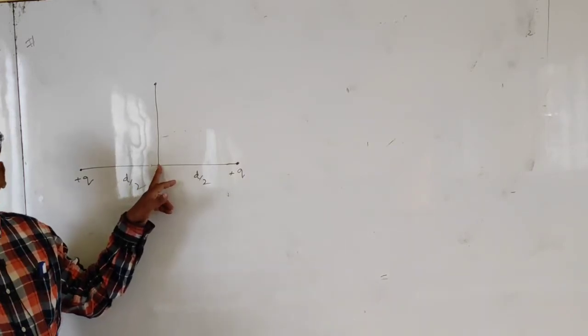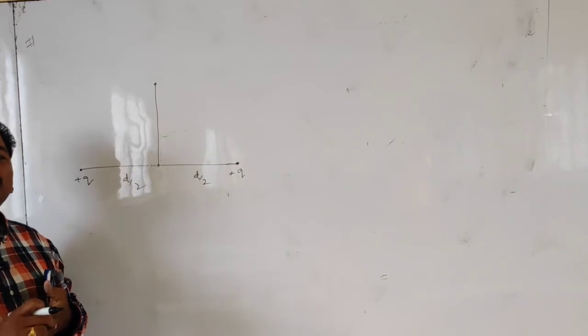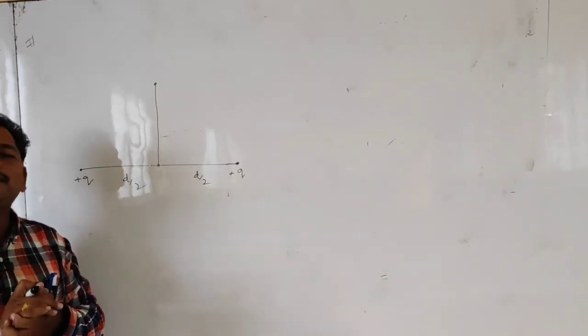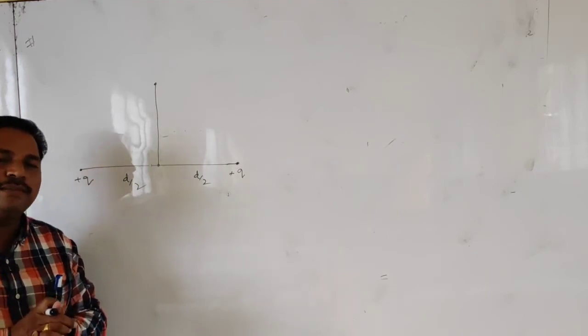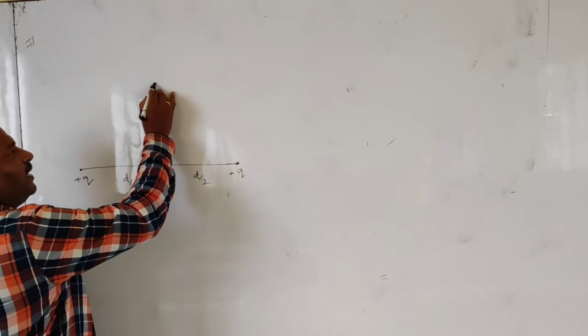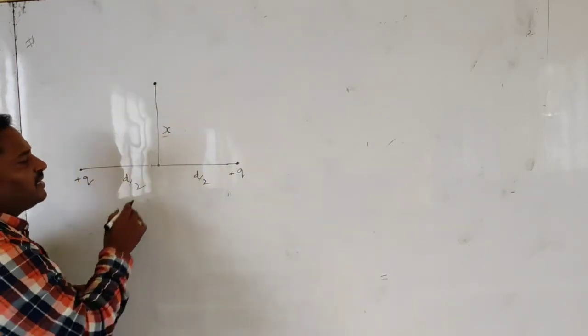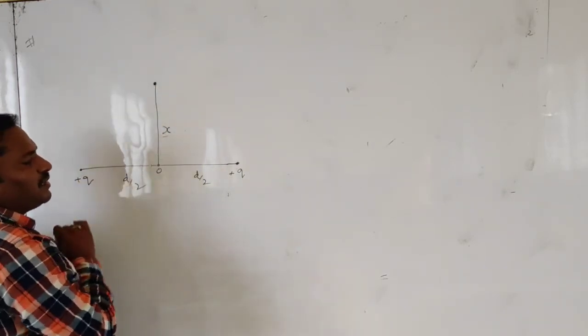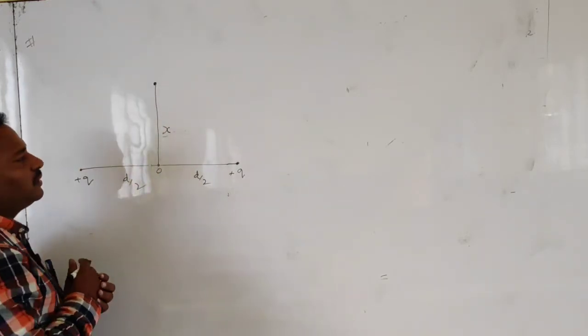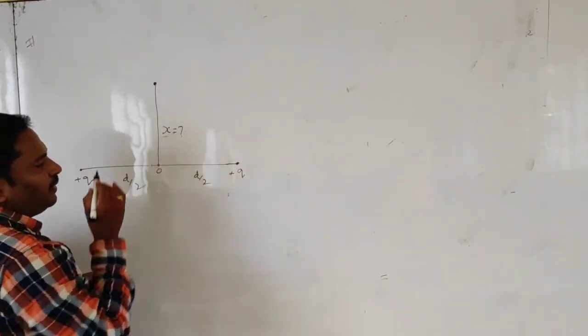So where is the intensity of electric field maximum from the center of the charges? At what distance does the intensity of electric field become maximum? Let's say we consider a point P which is at a distance x from the center. Here we are assuming it's maximum, and that x we are going to find.